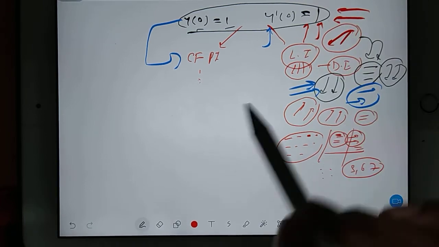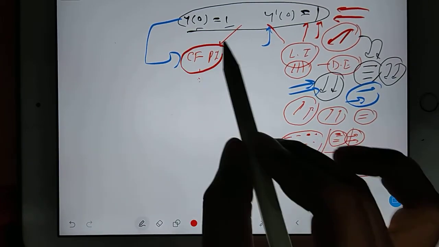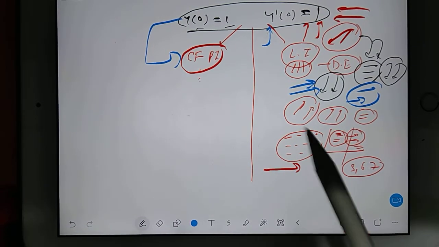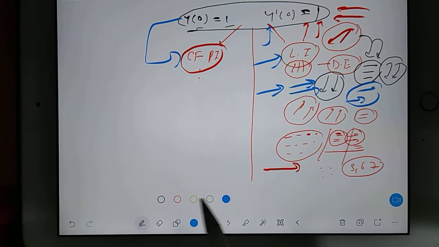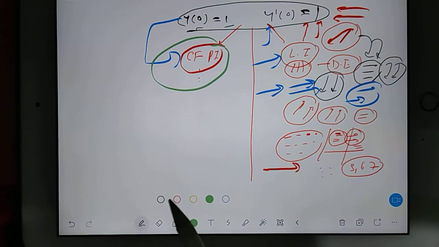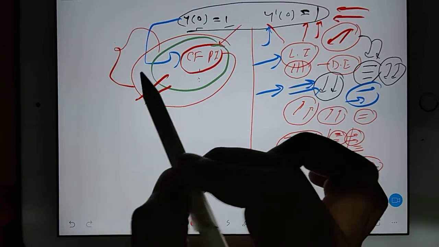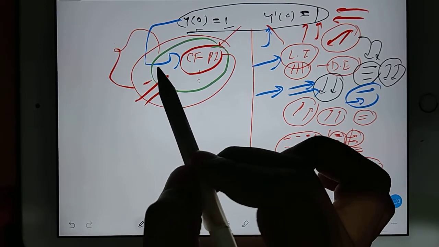So I suggest you be ready with both the CF and PI method, and Laplace transformation also. But my recommendation is Laplace transformation. Then why bother with this one? Because if you remember this main concept, then you can solve any type of general question. Okay, done.